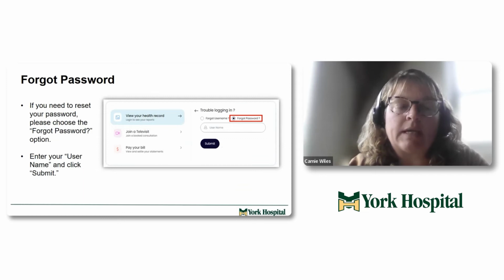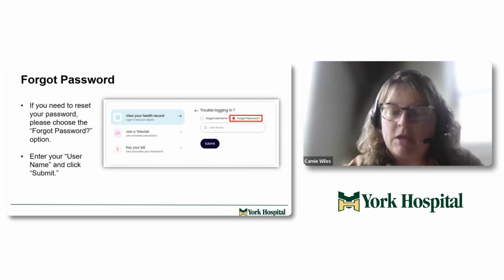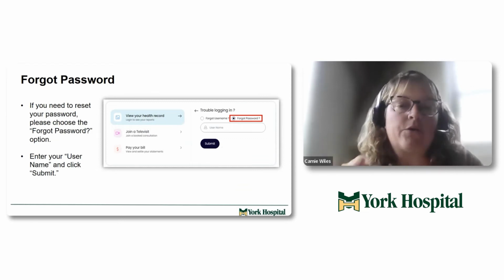The next option is forgot password. So we have the forgot password radio button selected. On this screen, you'll enter the username that you've already either retrieved through email or have written down. You'll enter that here and then click submit. And next slide.